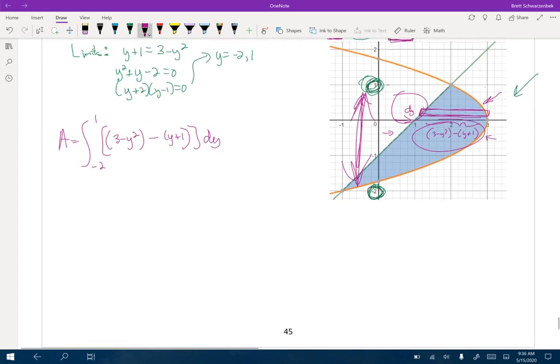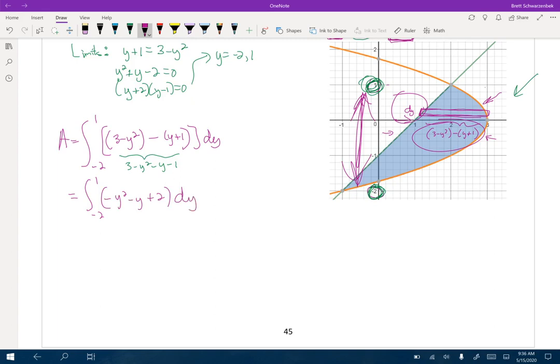All right, here what I'm going to do is I'm just going to collect like terms. So this is 3 minus y squared minus y minus 1. So if I put that together, I'm going to get negative y squared minus y plus 2, all dy.